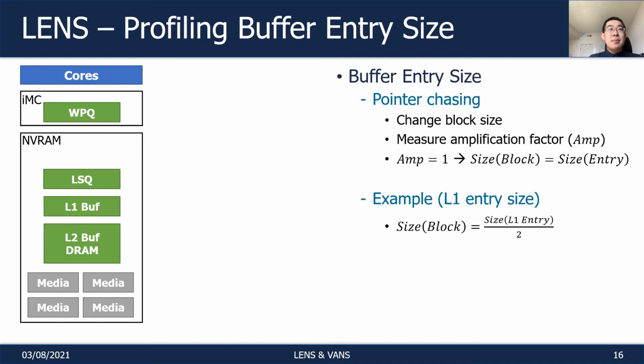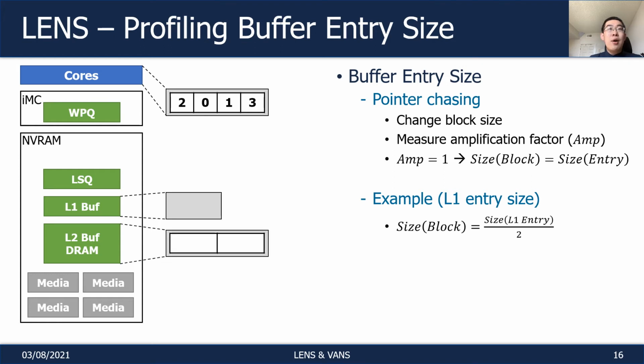Here we use two examples to demonstrate how to detect the buffer entry sizes. In the first example, we use a small block size, which is half of the L1 buffer entry size. The memory region is divided into 4 blocks, accessed in random order. For simplicity, we assume the L1 buffer contains only one entry, and all entries are already stored in the L2 buffer. Now, the CPU starts to access the first block. The corresponding entry is loaded into the L1 buffer and sequentially sent to the CPU cores.